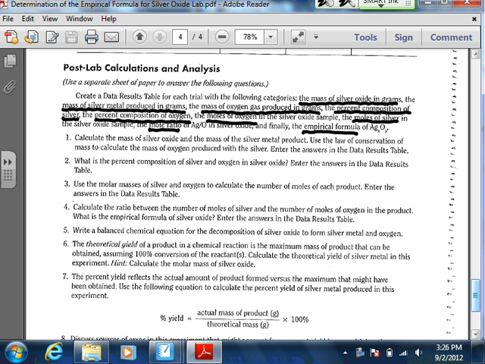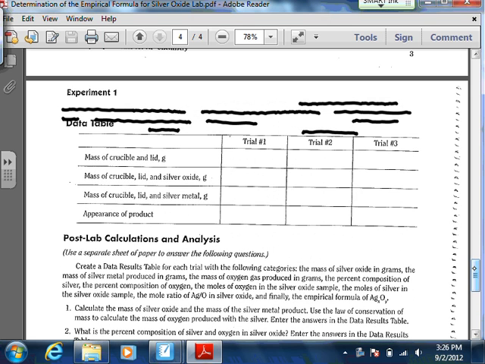so let's say for the first trial you get, let's see here. Well, okay, so first of all, to calculate the mass of the silver oxide is not difficult because you're just going to come back up to your table here. And all you have to do is just a subtraction, right? Because you measure the mass of the crucible and the lid, and then you measure the mass of the crucible, lid, and the silver oxide, okay? That's going to give you the mass of the silver oxide.